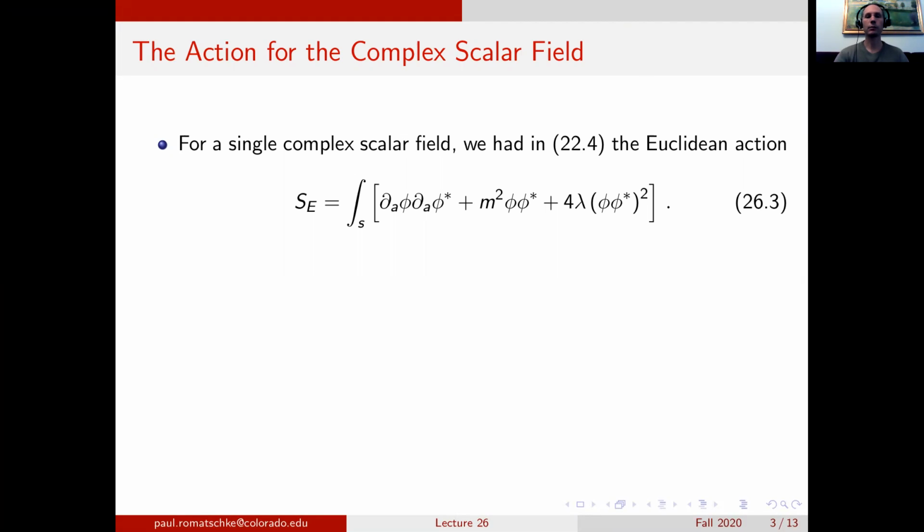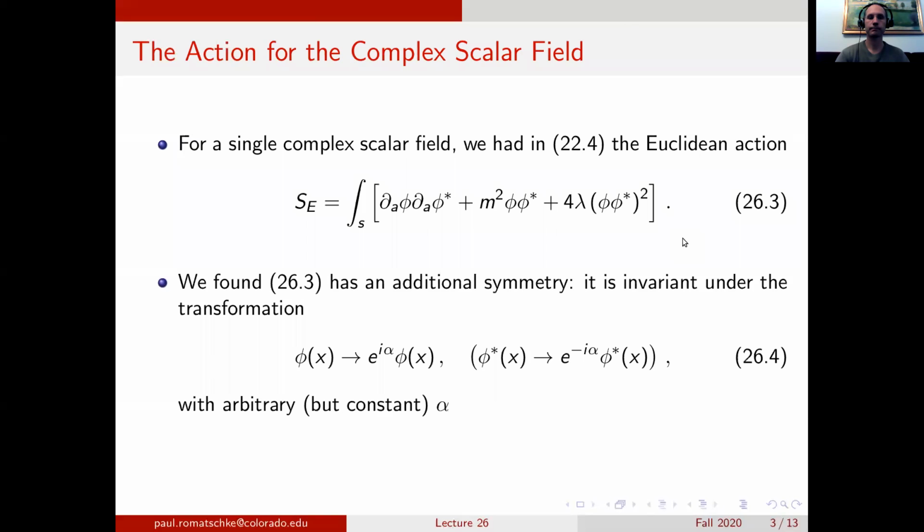Recall that for a single complex scalar field, we had in lecture 22 the result for the Euclidean action that we used in this particular study. We found that this action here had an additional symmetry. It is invariant under the transformation phi going to e to the i alpha times phi, and the complex conjugate phi star transforming accordingly with a minus sign in the exponential, where alpha here was an arbitrary parameter with the only requirement that it was constant.